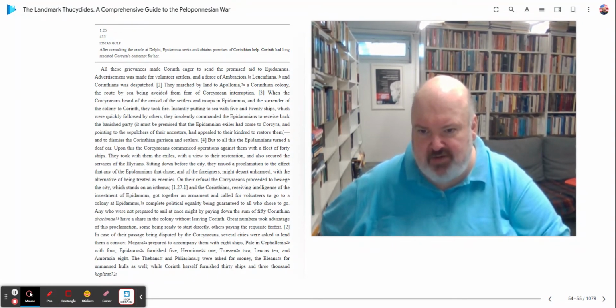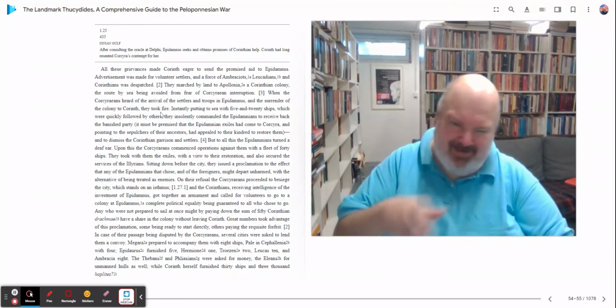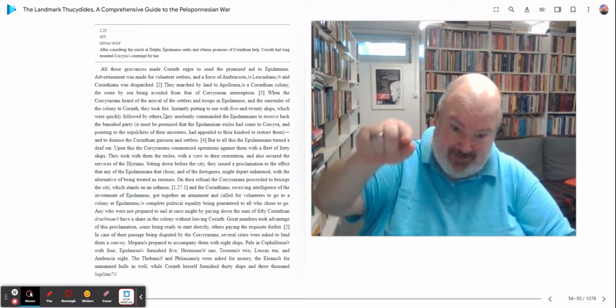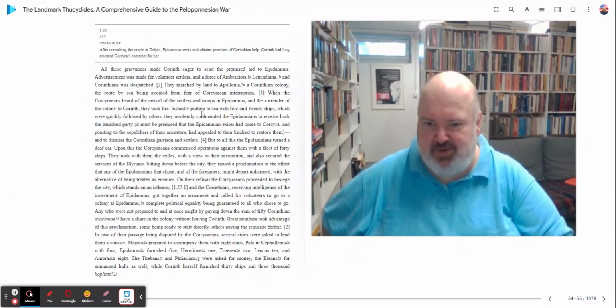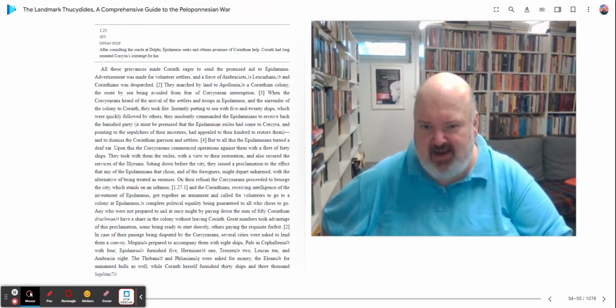When the Corinthians heard of the arrival of the settlers and troops in Epidamnus and the surrender of the colony to Corinth, they took fire. In other words, they were angry. They were instantly putting to sea with 25 and 5 and 20 ships.